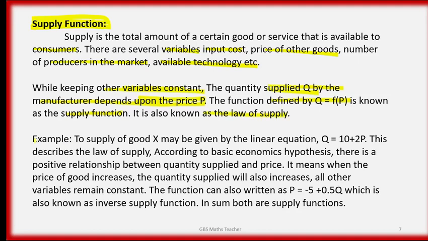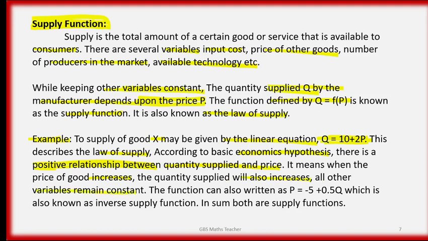Now dear students, for example, the supply of a good x may be given by the linear equation q equals 10 plus 2p. It can be expressed as quantity q equals 10 plus 2p. This describes the law of supply. According to the basic economics hypothesis that I have already mentioned, the demand and price relation is a negative relationship, but supply and price is a positive relationship. It means when the price of a good increases, the quantity supplied would also increase.